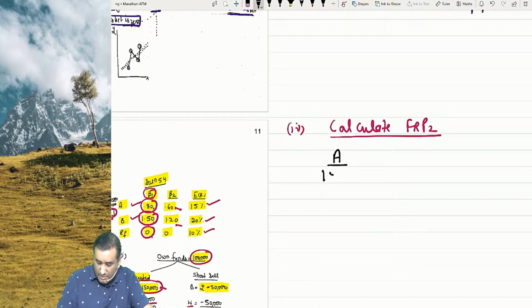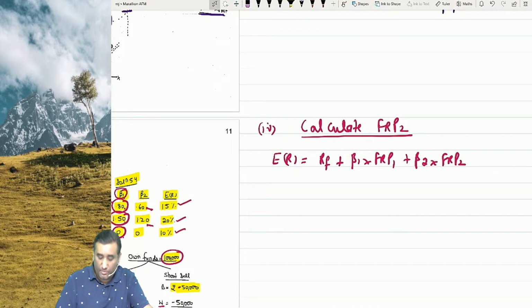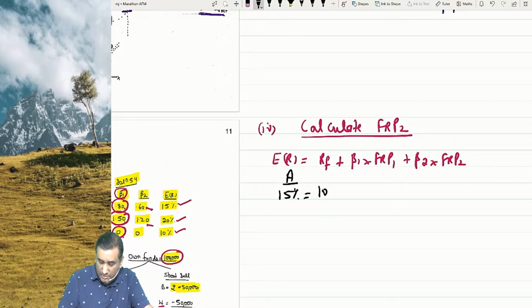What is the return of A we have? 15. Tell me what is my expected return formula as per this. It's RF plus beta 1 into FRP1 plus beta 2 into FRP2. That is the formula I have. If I put for A, it's 15%. RF is 10. How much beta? 0.8. FRP1 we don't know.